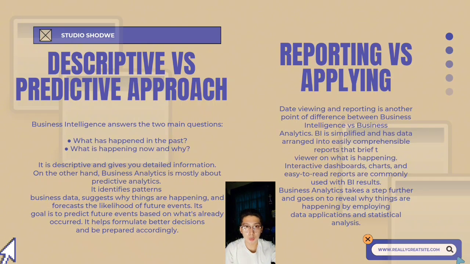Descriptive versus predictive approach. Business intelligence answers the two main questions. What has happened in the past? What is happening now and why? It describes and gives you detailed information.